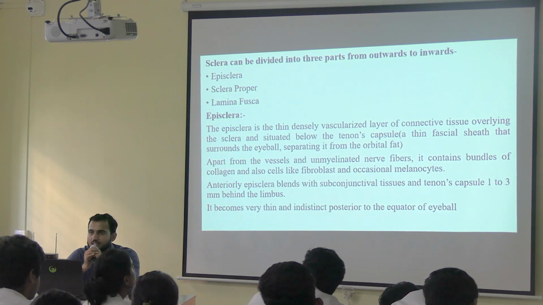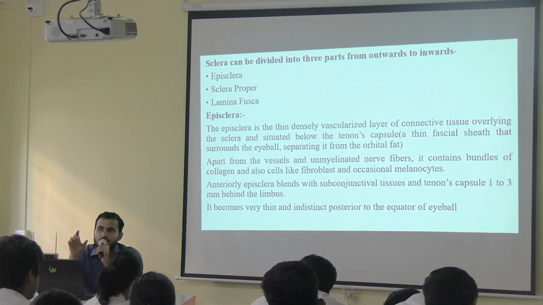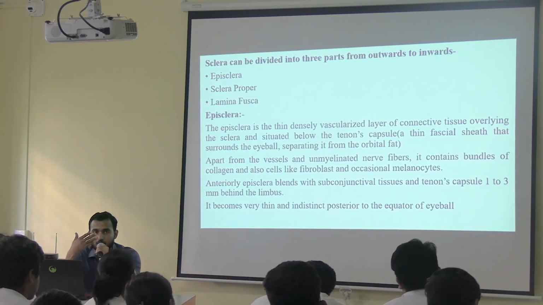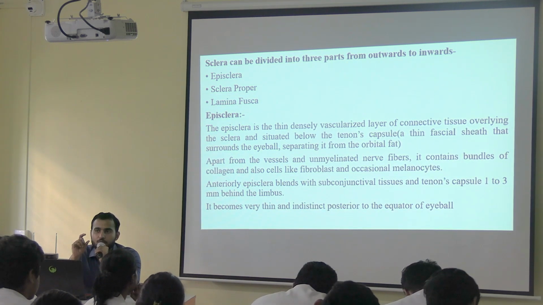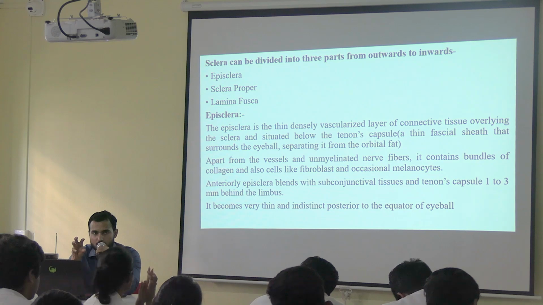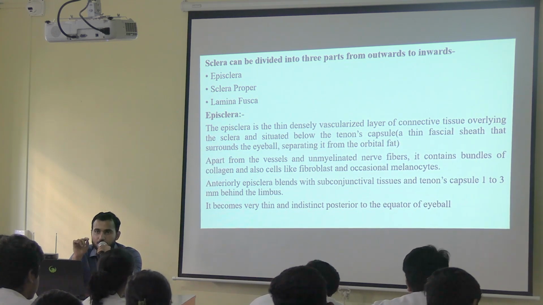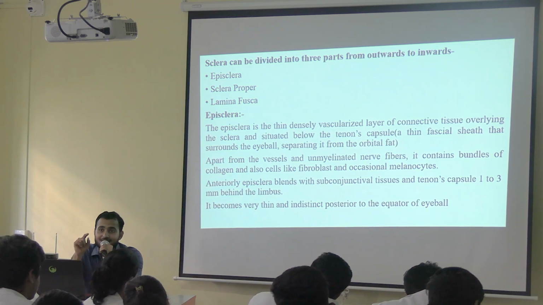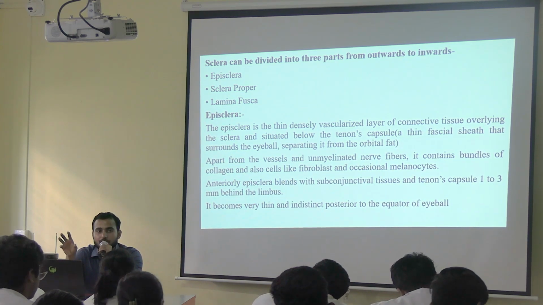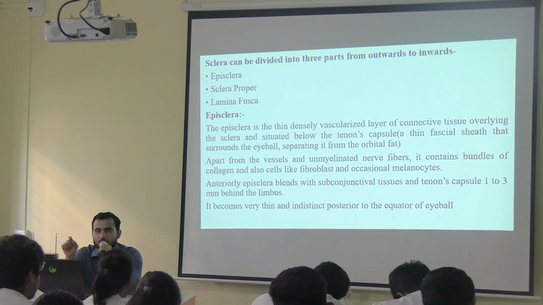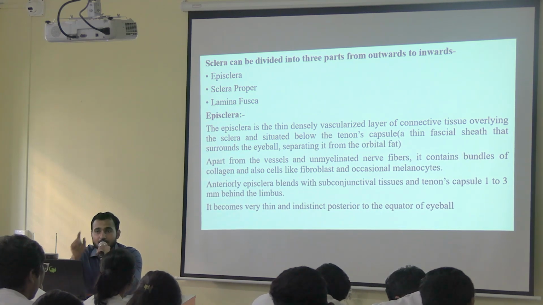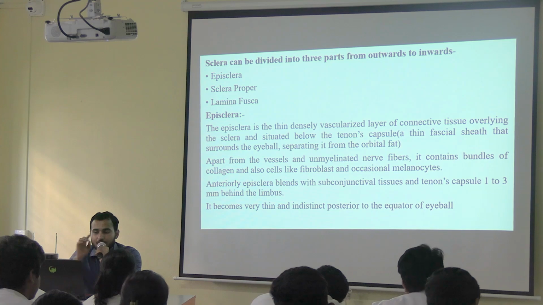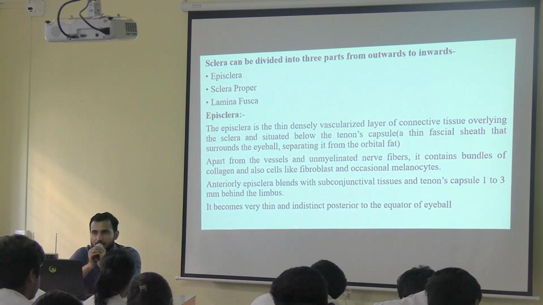Now the question is, what is this Tenon's capsule? When you study the orbit, in norma frontalis, at that time you will come to know that inside the orbit the eyeball is situated. This eyeball has a fascial covering which separates the eyeball from the fibrofatty tissue of the orbit. That is the Tenon's capsule. Just deep to the Tenon's capsule, the layer which is present is called the episclera.